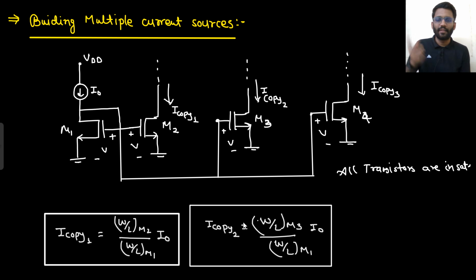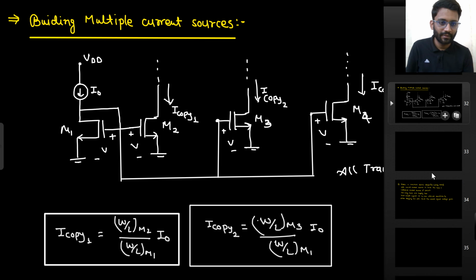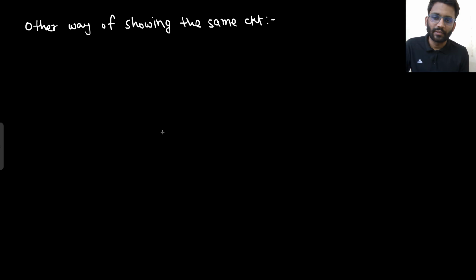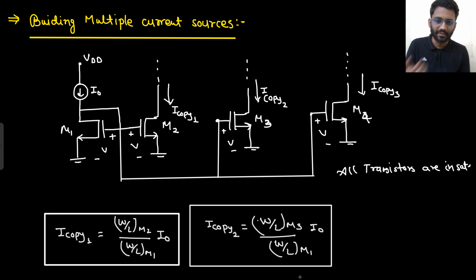So this is the circuit. Now this circuit is sometimes shown in a different manner. So I will add a page. Here I will write the other way of showing the same circuit. Same circuit. So sometimes in the questions, this particular circuit is shown something like this. Let's copy this circuit first.